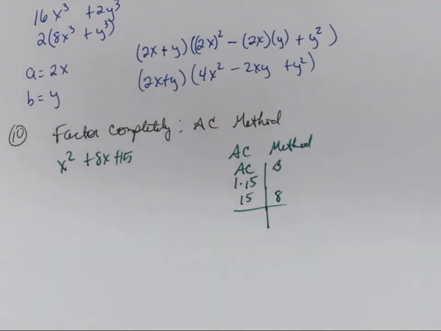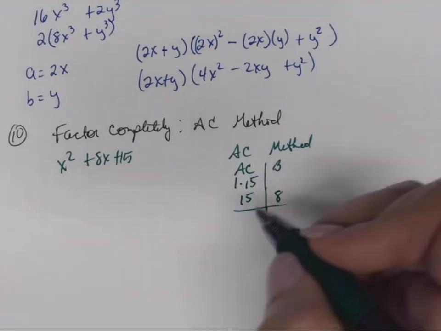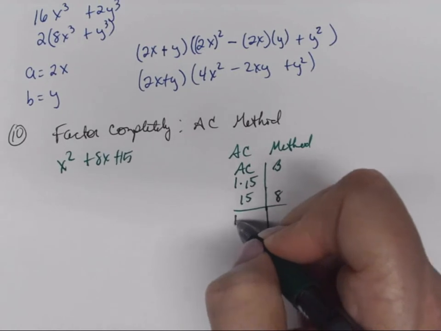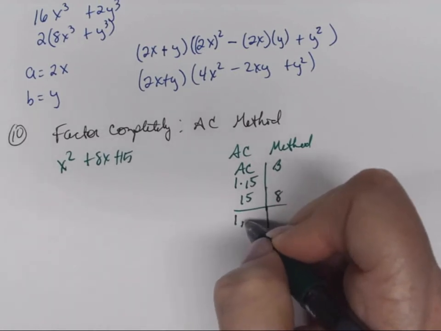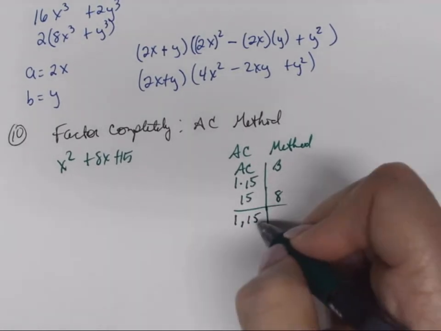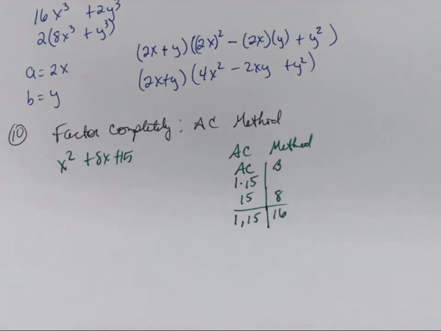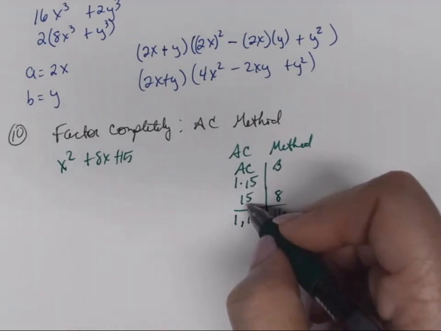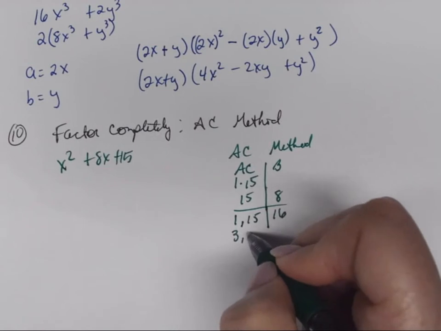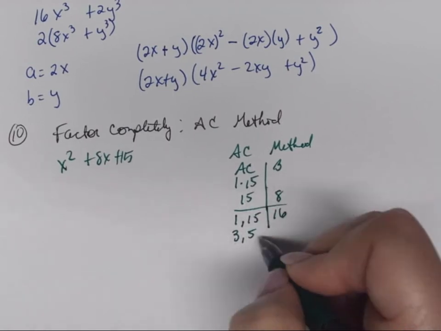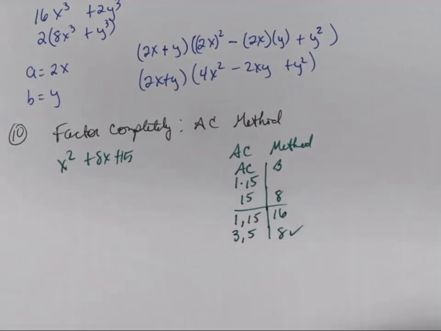All right, so I need the factors of 15 to add to 8. Everything's positive, so that makes it nice. So 1 times 15 gets me 15. When I add them, I get 16. 15 doesn't divide by 2, but it divides by 3. 3 times 5 is 15. When I add them, I get my 8. That's exactly what I wanted.